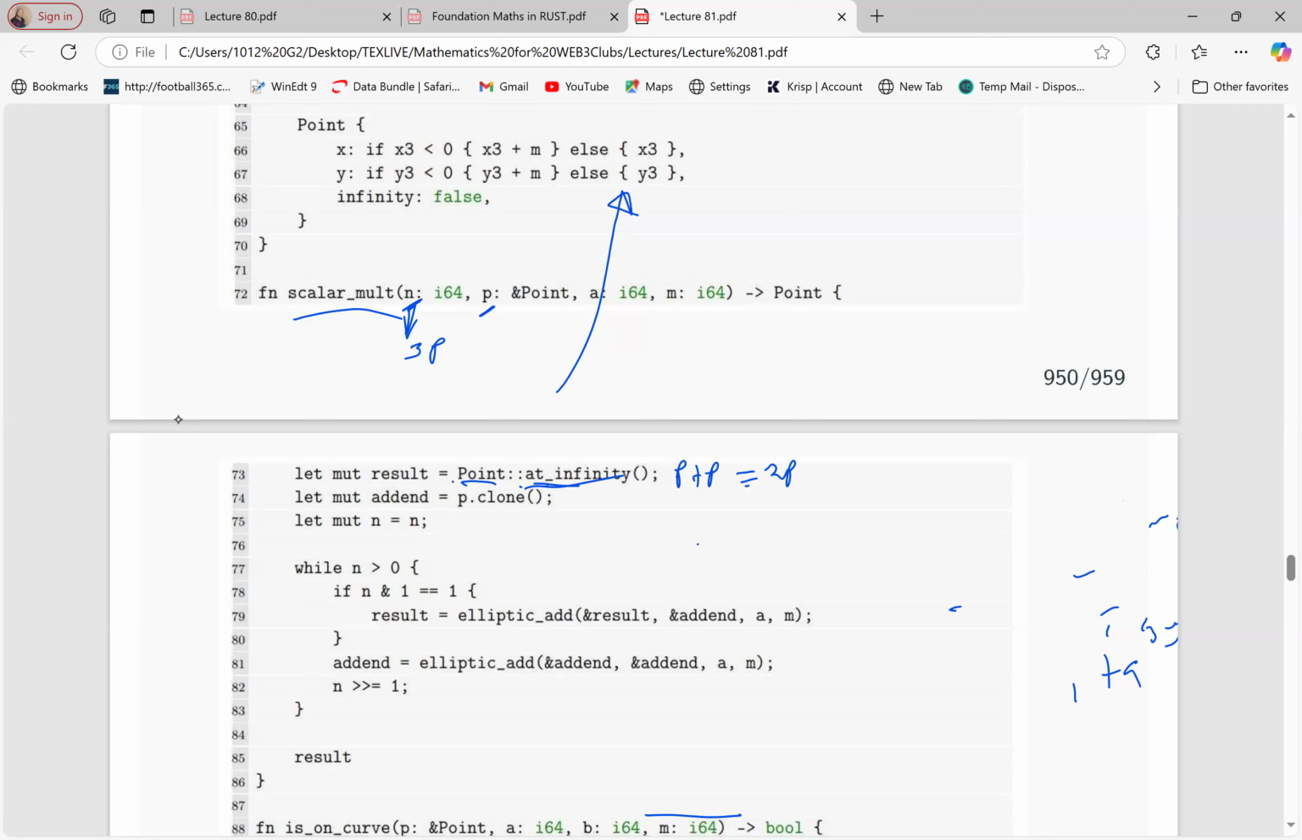Now, you'll add, let mut addend be p, and let mut n be n. N is just our scalar, but it will be changing. So while n is greater than 0, enter this loop. Now, if n and 1 is 1, if n is odd, then the result will be the elliptic add. It calls on this function, which we have above, to add. If n is 1, you're just adding p once.